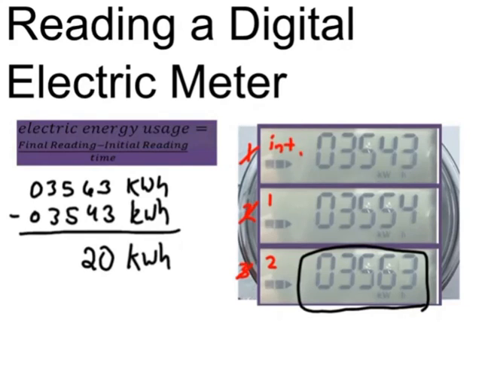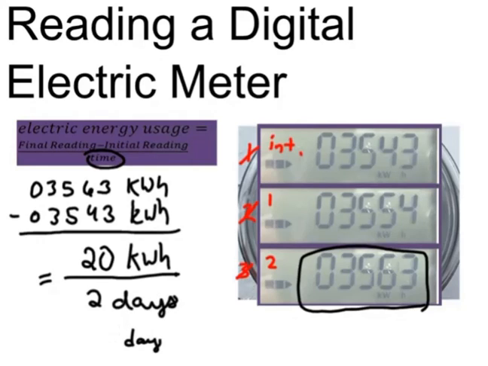The next part is to figure out how much time has elapsed, because we're trying to find an average use here. So here's our initial, 24 hours passes on the first day, and then another 24 hours. So we're looking at a change in 2 days. All right, so it's 20 kilowatt hours divided by 2 days, and we end up with day in our denominator, and our numerator will be kWh, kilowatt hours. So 20 divided by 2 is 10. So our average use from these readings would be 10 kilowatt hours per day.